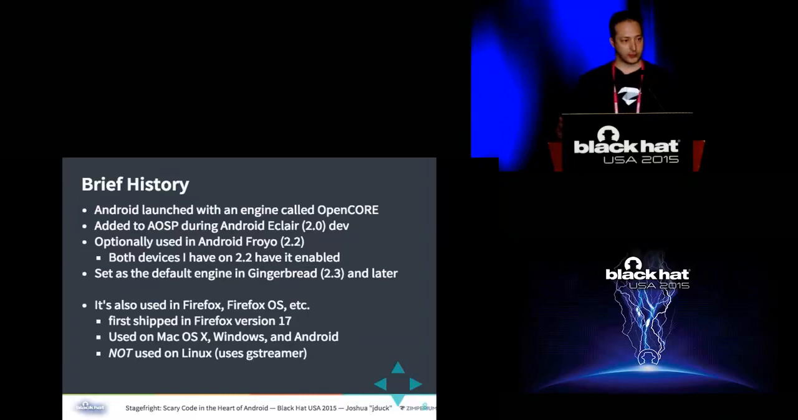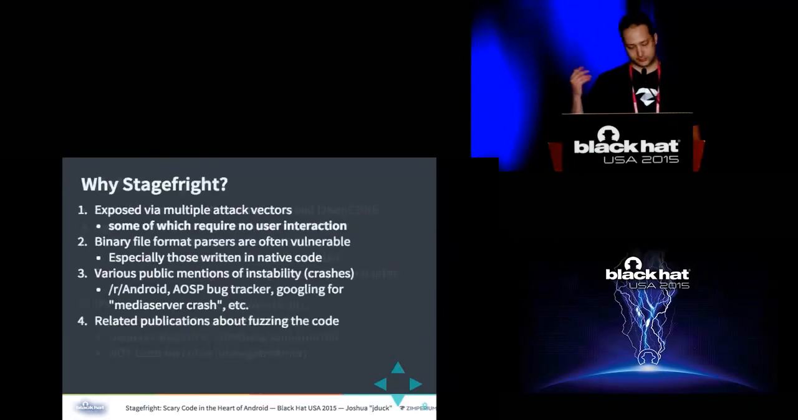In Android 2.3 Gingerbread, which was quite a long time ago, I don't have the dates here, but I think that was 2010 maybe, they shipped with it as the default, got rid of OpenCore entirely, you couldn't go back, and they've had that ever since as the media library that they use. A side note, it's also used by other people. The Mozilla guys that work on Firefox made a fork of this code and put it into their browser. They ship it on all versions except for Linux, where they use GStreamer. And they started in 17, so that's quite a while ago as well.